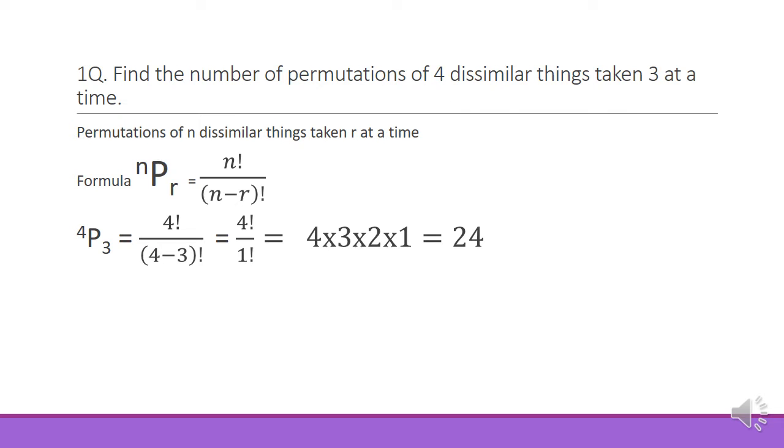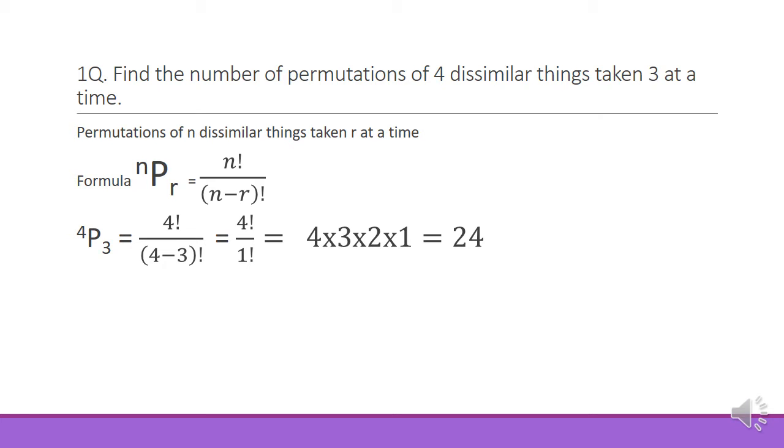Here is the first question. Find the number of permutations of 4 dissimilar things taken 3 at a time. What does this question mean? For example, a 4 letter word like post, it has 4 letters but we are taking 3 letters and doing permutations. So we have a formula to solve this type of problem.